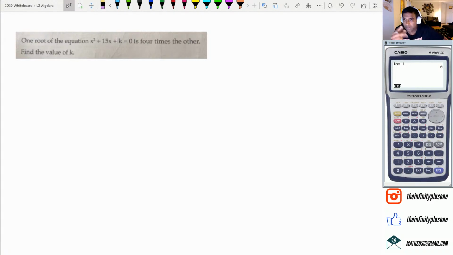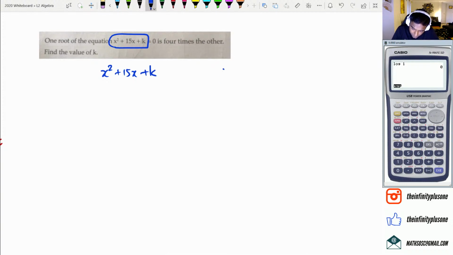All right. So this question here, while it looks complicated, in reality it's just understanding what's happening with roots. When they say roots, remember that this is a quadratic that you're working with. So you've got x squared plus 15x plus k. When we factorize this quadratic, we're going to get x plus something and x plus something else. Now, the issue is it says one of the roots is 4 times the other.